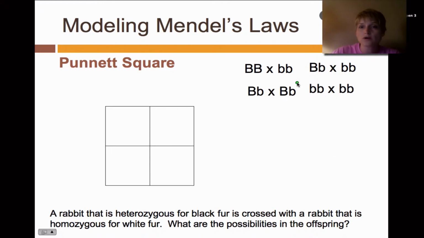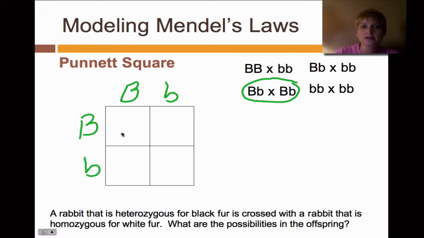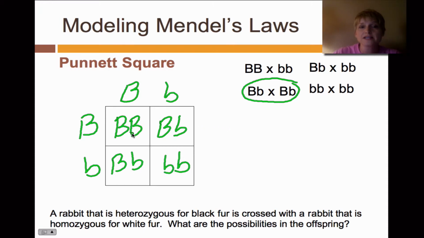So we'll do one more example of a cross. We'll do the heterozygous with heterozygous, so that would be capital B here, lowercase b there, capital B here, lowercase b there. We're going to bring those into the Punnett square. And what we see is we have 1 homozygous dominant, 2 heterozygous, and 1 homozygous recessive.